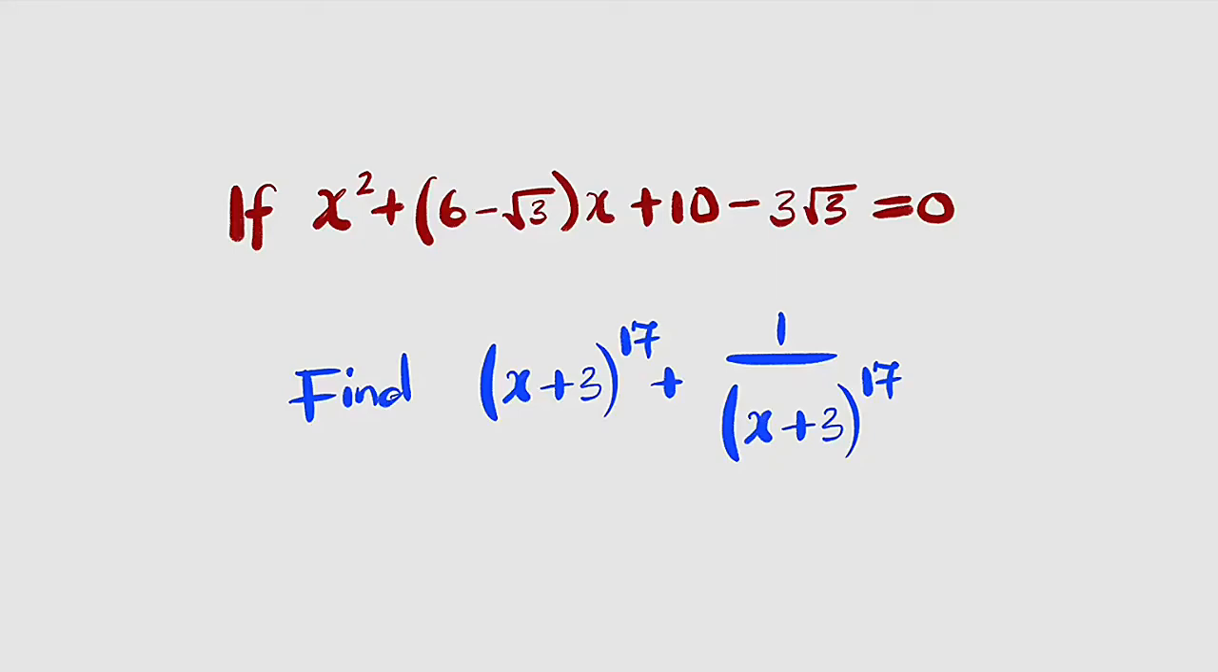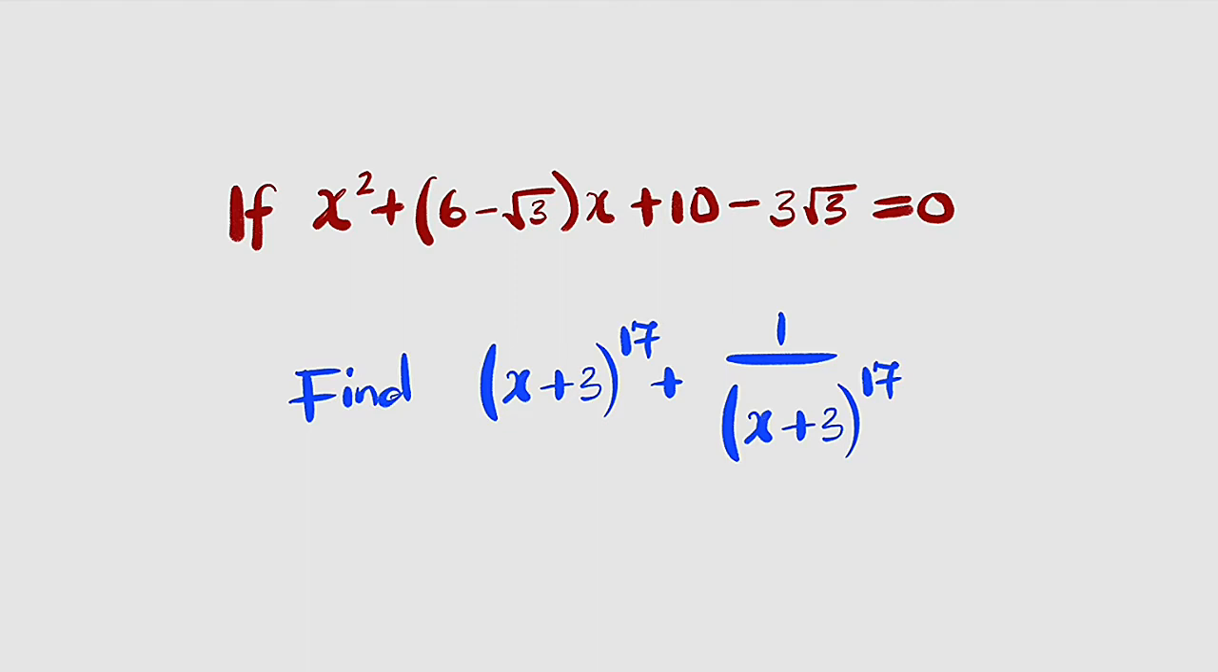Hello dear viewers. In this tutorial we are going to find a solution to this nice Olympiad mathematics question. We are given that if x squared plus (6 minus root 3) multiplied by x plus 10 minus 3 root 3 is equal to 0, we are asked to evaluate (x plus 3) to the power of 17 plus 1 divided by (x plus 3) to the power of 17.